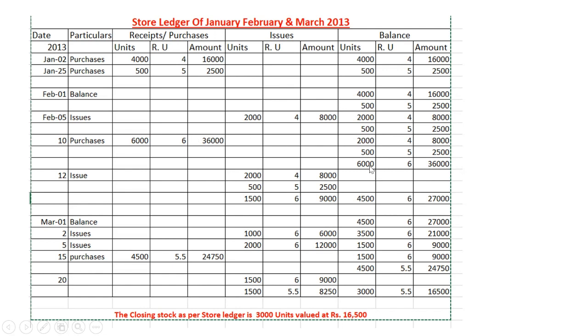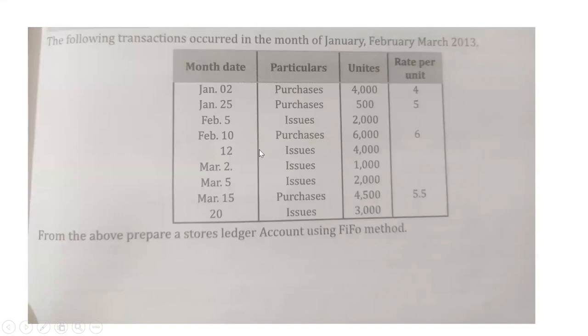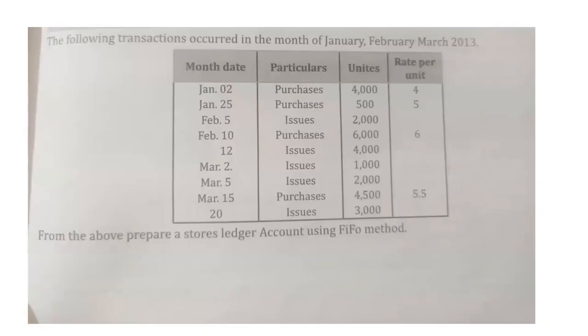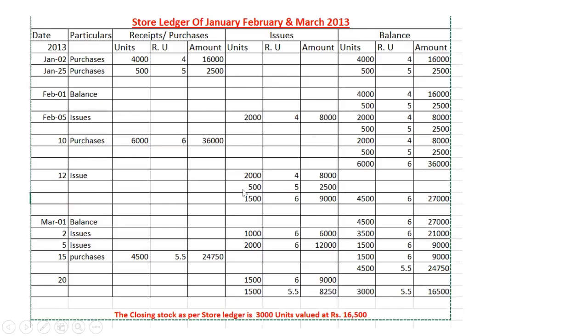we have to write. Now on 12th, there is an issue. On 12th, 4,000 is the issue. So how to issue this? See here. This 4,000 we have to issue. As I told, it is first in. We should not issue from this. We have to issue from this first. 2,000 units we have issued at rupees 4. How many units again we have to issue? Again 2,000 left. They asked us to issue 4,000. 2,000 we have issued. Another 2,000 we have to issue.